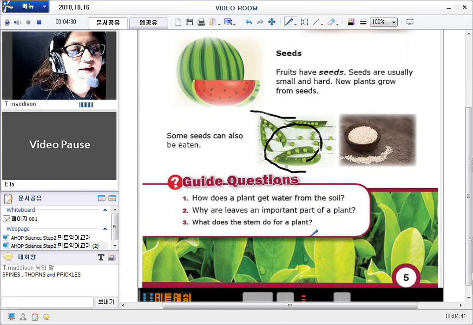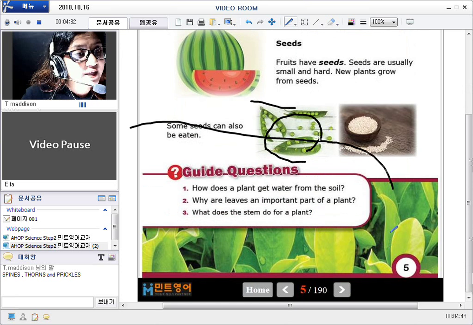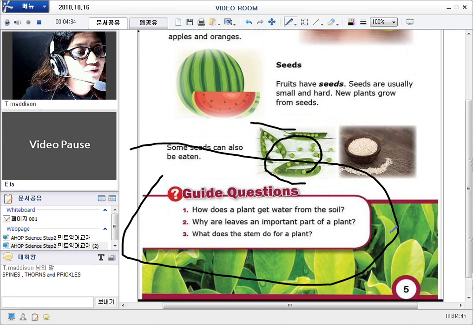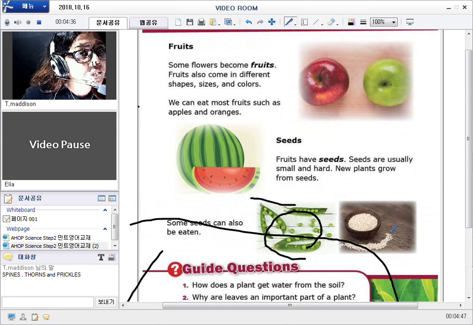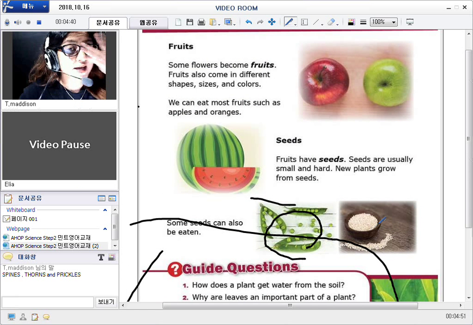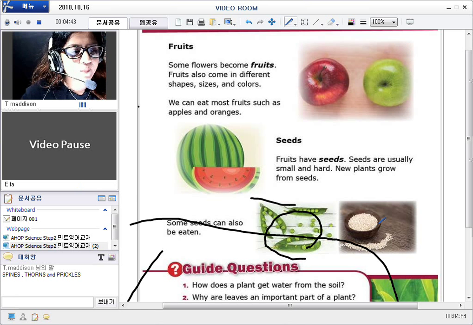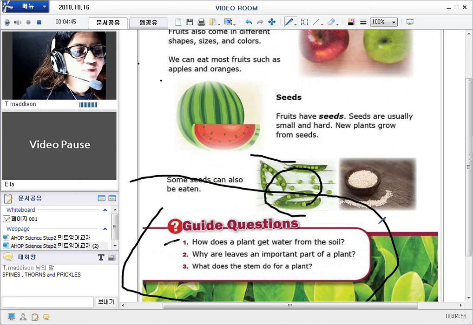All right. So let's go to the guide questions. But before we do that, do you still have some more questions or clarifications about what you just read? No. No? Okay. Let's have question number one. How does a plant get water from the soil?